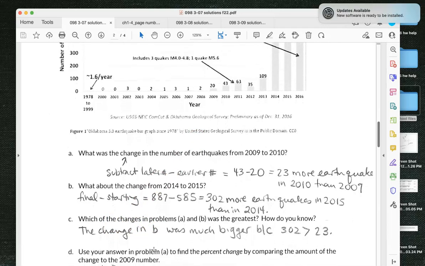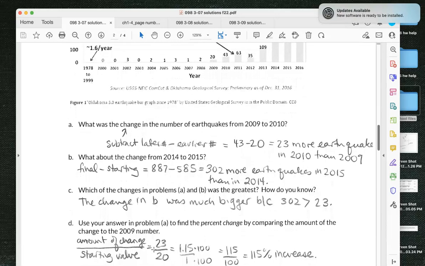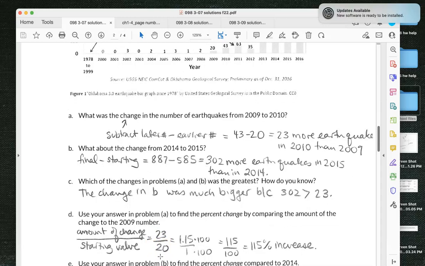But when we find the percent change, we'll get a slightly different perspective on this. So compare the amount of change from 2009 to 2010. Compare that amount of change to the starting value. So the amount of change was 23 more earthquakes, but the starting value was 20 earthquakes. So when we do that division to get the percent increase, we find that there's a 115% increase.